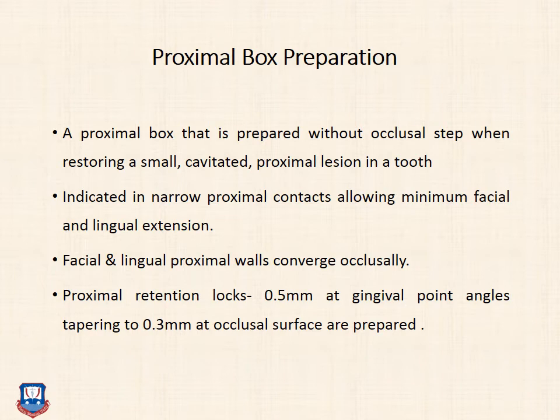So basically, in proximal box preparation, you have to prepare the proximal box retention locks, which are at the gingival point angles. The facial and the lingual, that is buccal and lingual walls, converge occlusally, and there is no occlusal step which is prepared. This is done in small cavitated proximal lesions in a tooth.